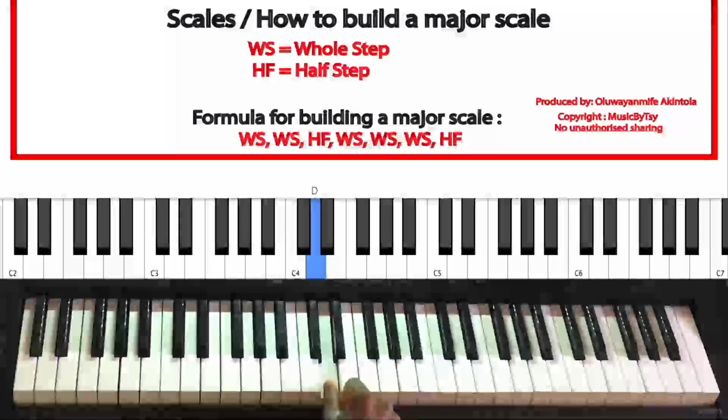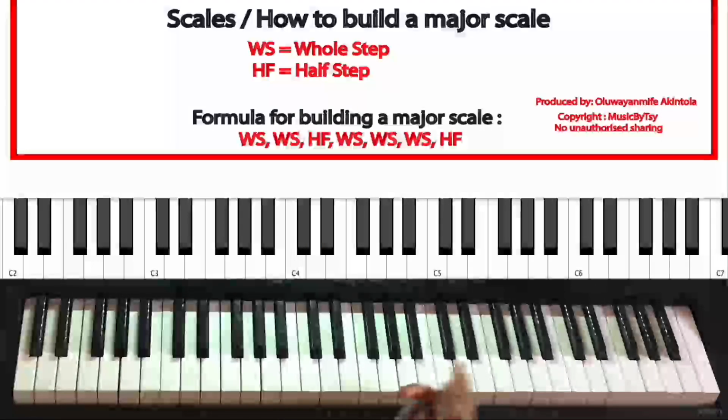So the key of D has a D major scale. It also has a D natural minor scale. It also has a D melodic minor scale, and it also has other types of scales as well. So every key has different scales that are associated with each of them. So in this lesson we're going to be learning about major scales.